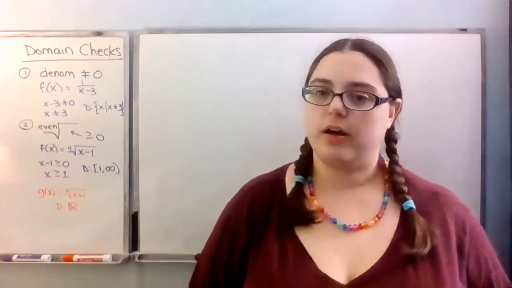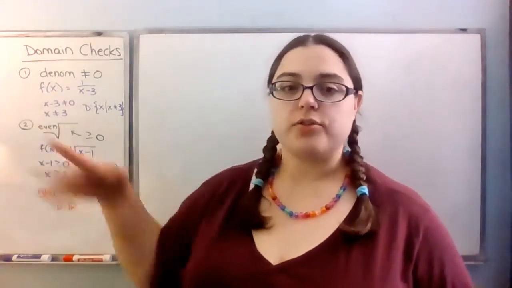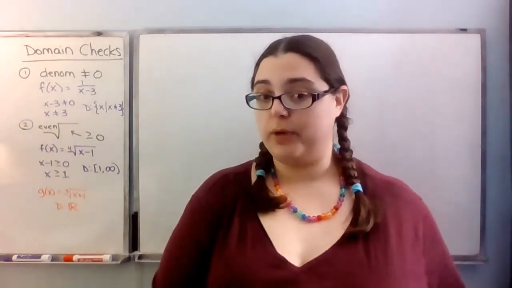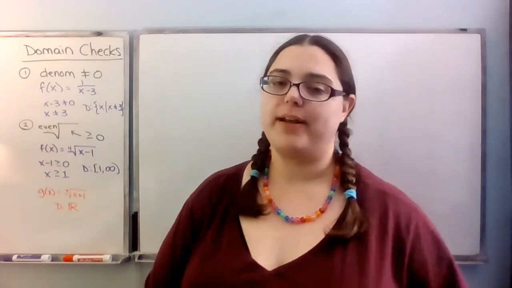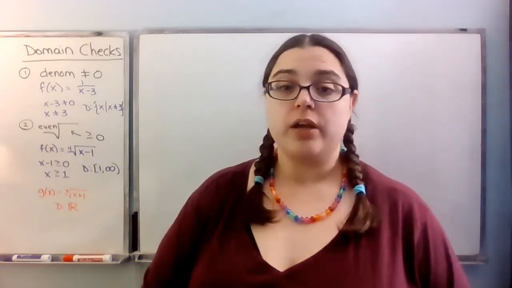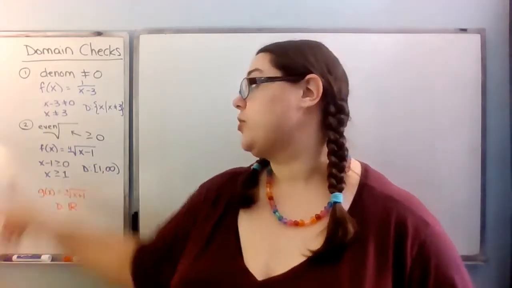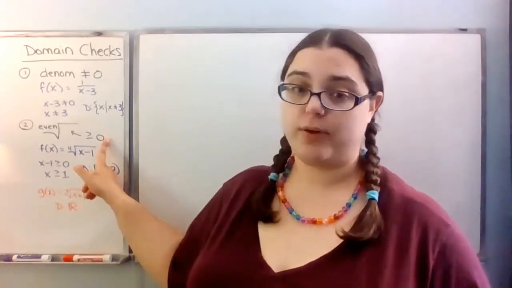The other place where our functions can break down is if we have an even radical. You cannot take the square root of a negative number and get a real number back. You get an imaginary or complex number, but not a real number. If you take the fourth root of a negative, same deal. So if you have an even radical, you want to make sure whatever's underneath there is greater than or equal to 0.